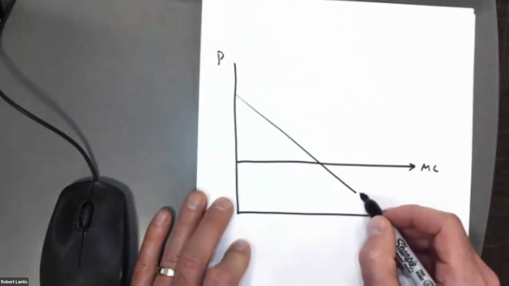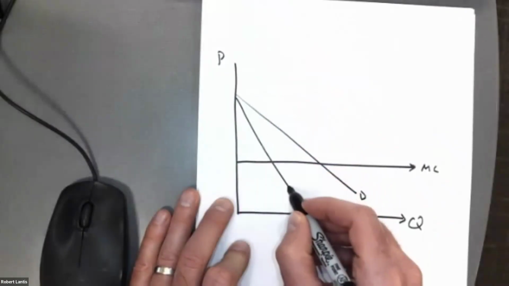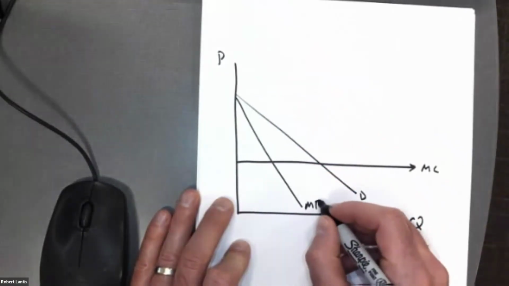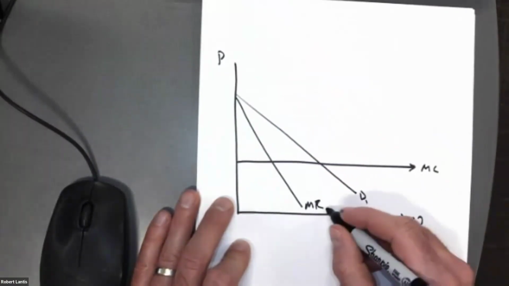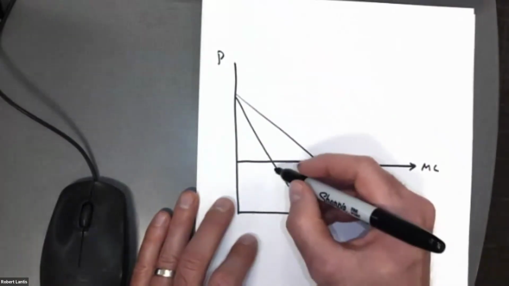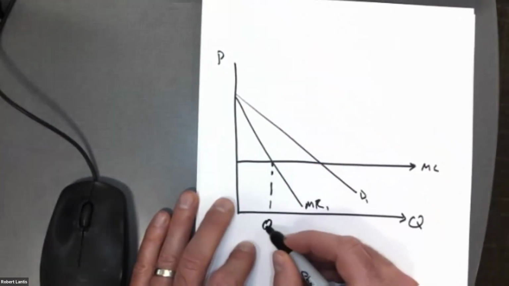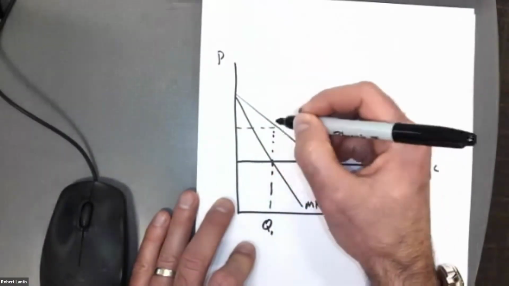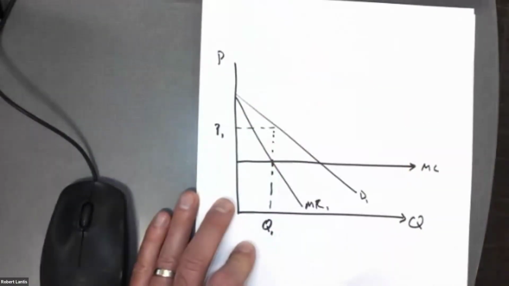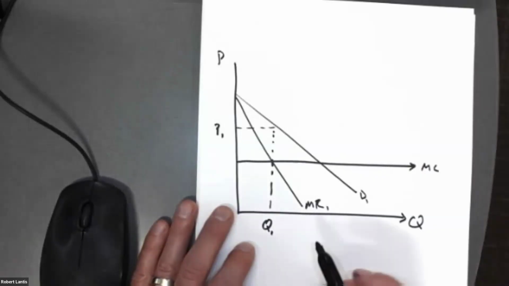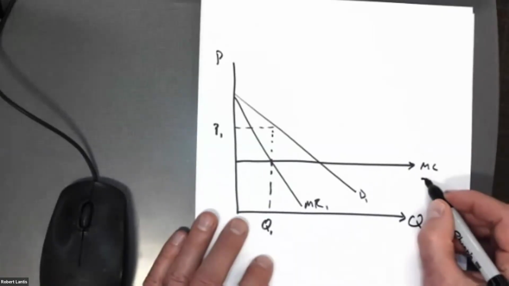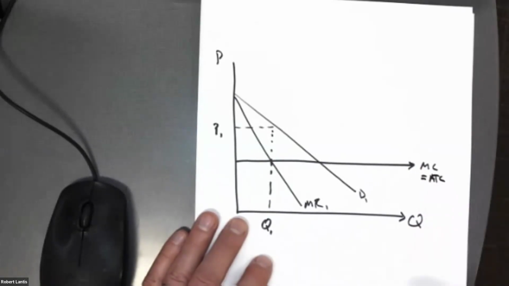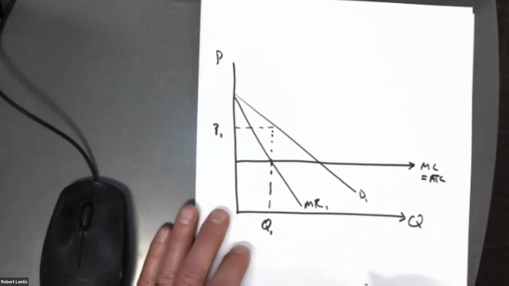So let's say initially I'm starting out, I've got this demand curve, and I've got a twice as steep marginal revenue curve. Okay. So I choose that profit maximizing quantity where marginal cost is equal to marginal revenue. I go up to the demand curve to set that monopoly price. Now, with constant marginal cost, we said that ends up being the same as my average total cost.